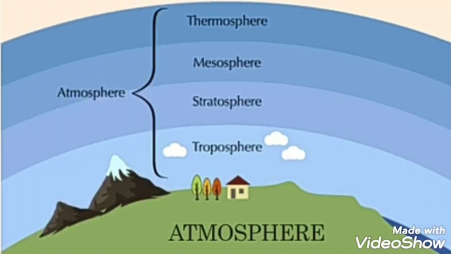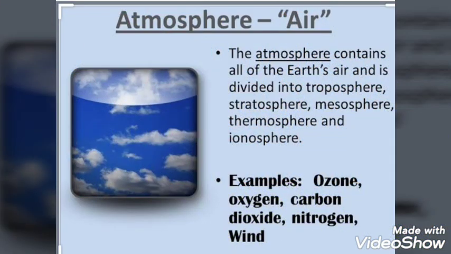The atmosphere is a thin layer of air that surrounds the earth. It protects us from the harmful rays and heat of the sun. It consists of a number of gases, dust and water vapor. The changes in the atmosphere produce changes in the weather and climate.